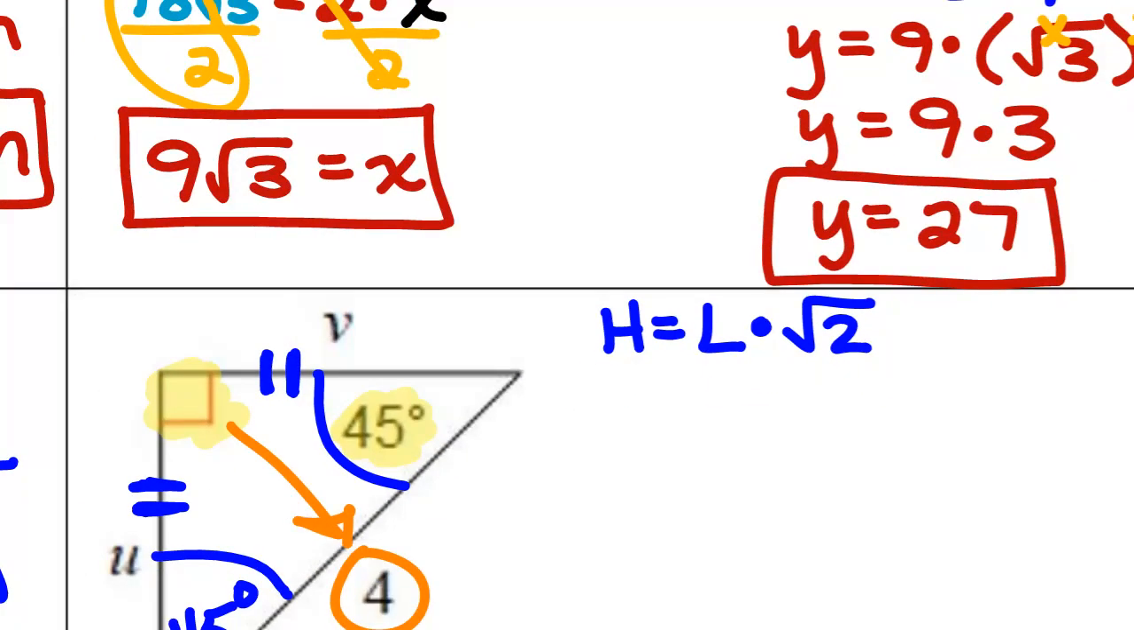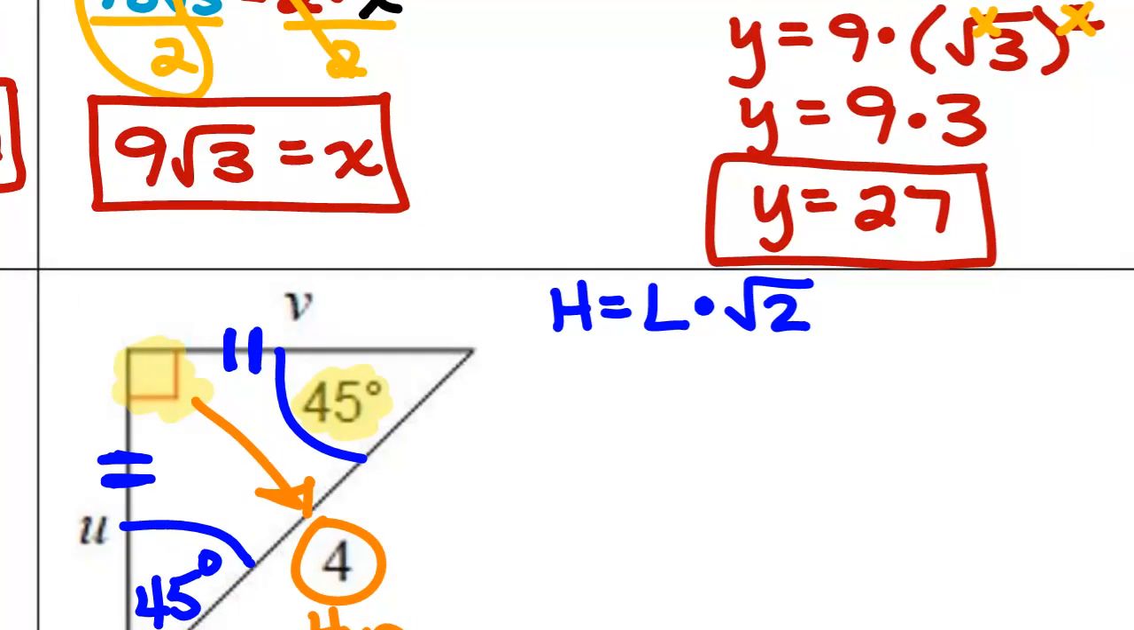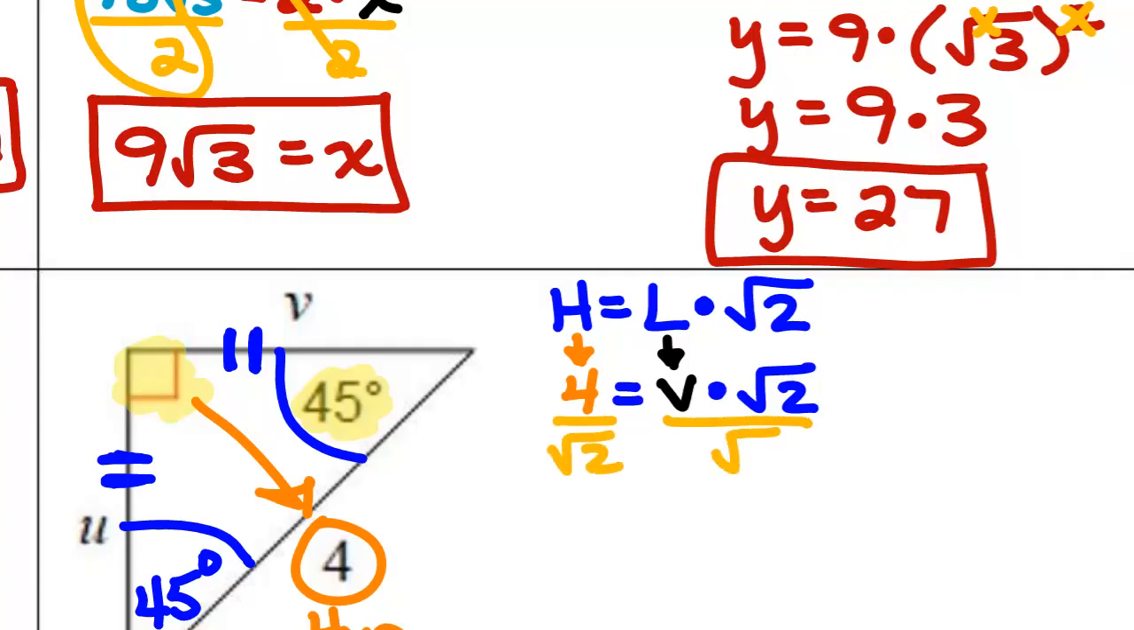What can I substitute into that formula? V. V can go in for which piece? The leg. Okay, so we're going to put V in here times radical 2. Do we have anything that we can put in for H? 4. Perfect. Now to get V all alone, we're going to divide both sides by radical 2. Could we have put U in instead of V for the leg? Yes, they're the same size, so it doesn't matter whether I substitute in U or V.